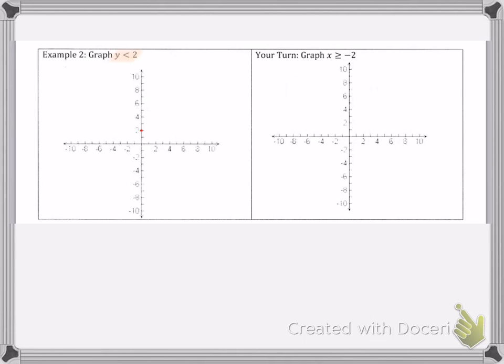And it should be a dotted line because it is just a less than symbol. So there's my dotted line. And then for the shading, I'm going to plug in 0, 0. It's a less than, so it should also be underneath. If I plug in 0, 0, I only have y, so 0 is less than 2. That is true, which means I'm going to shade towards 0, 0, or underneath that line.